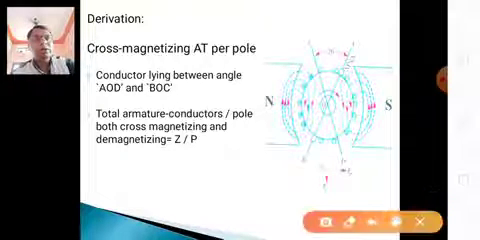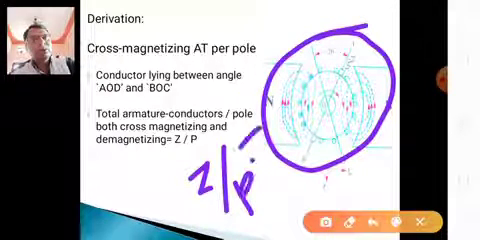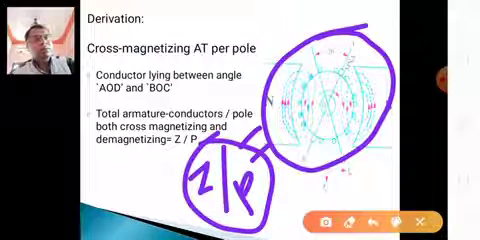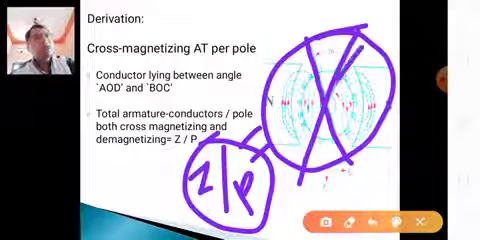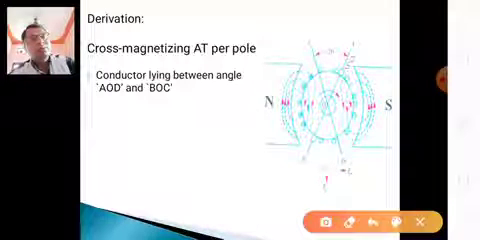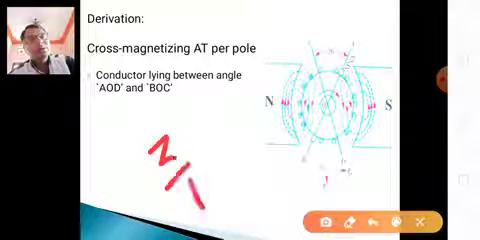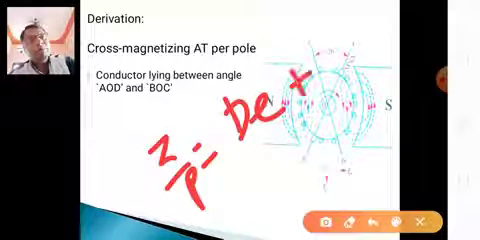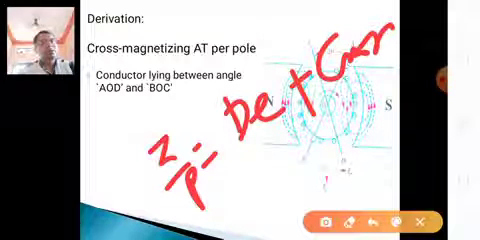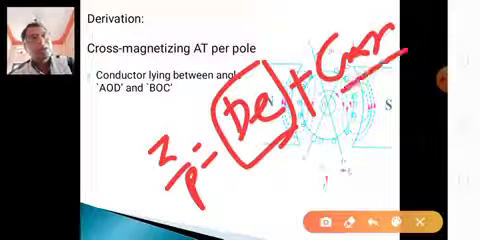So the total number of armature conductors is Z by P, which is divided into demagnetizing and cross magnetizing. So Z by P equals demagnetizing ampere turns plus cross magnetizing ampere turns. We already have the value of demagnetizing ampere turns, so we have to find the value of cross magnetizing.